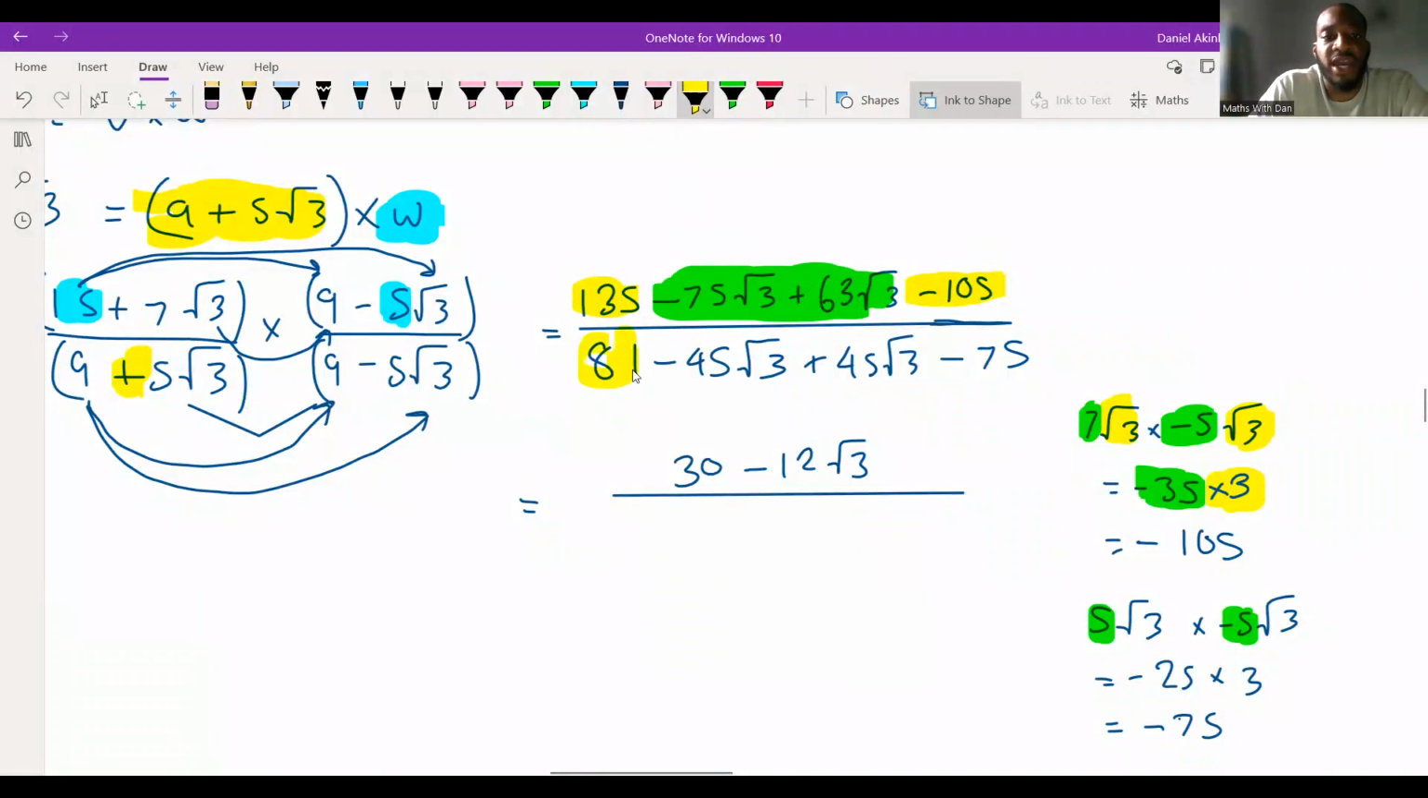Well, this is easy. We've got 81 minus 75. That's just 6. And then can somebody tell me what happens to these two?